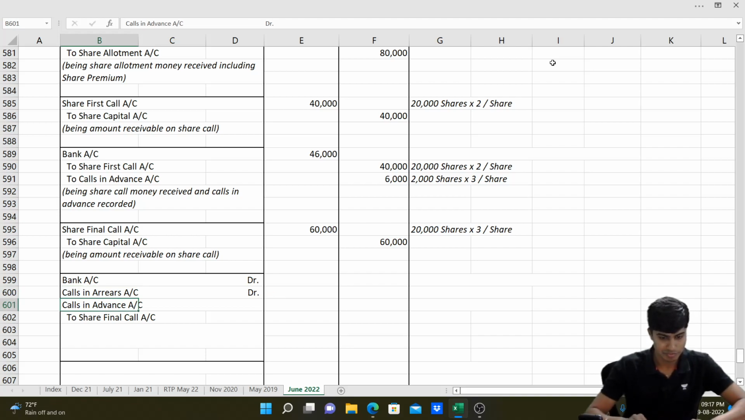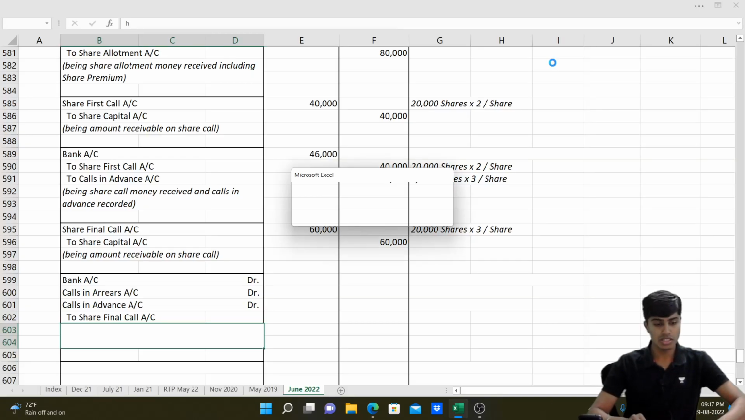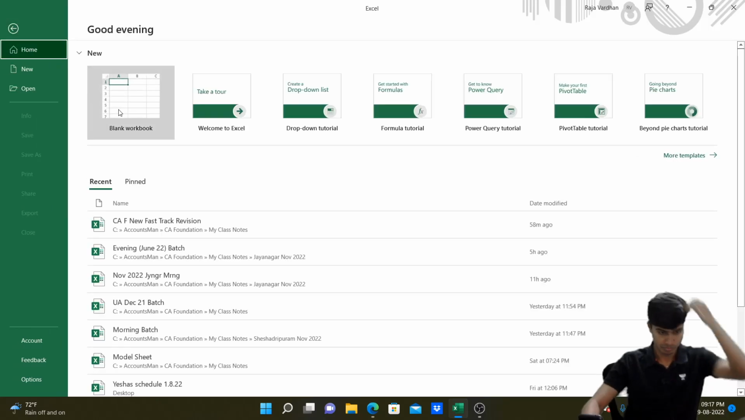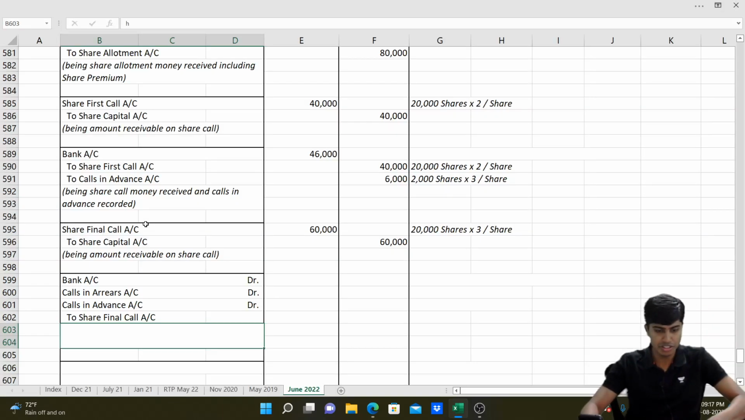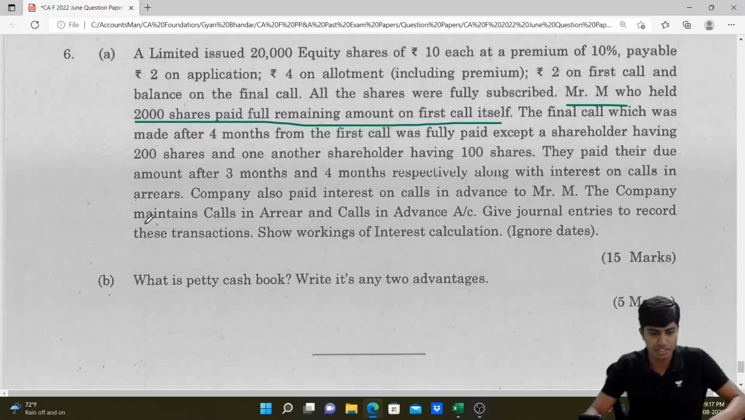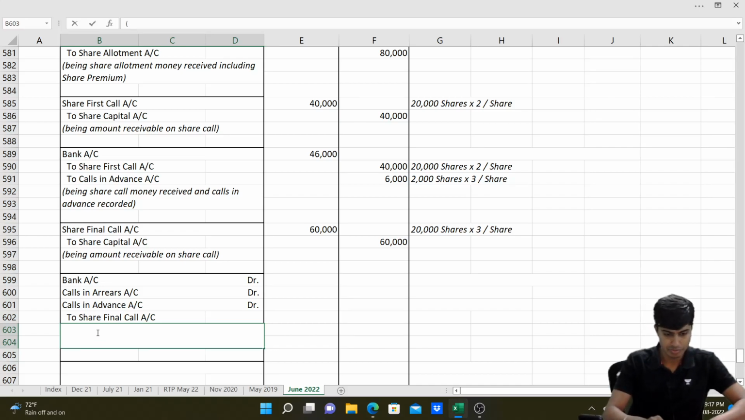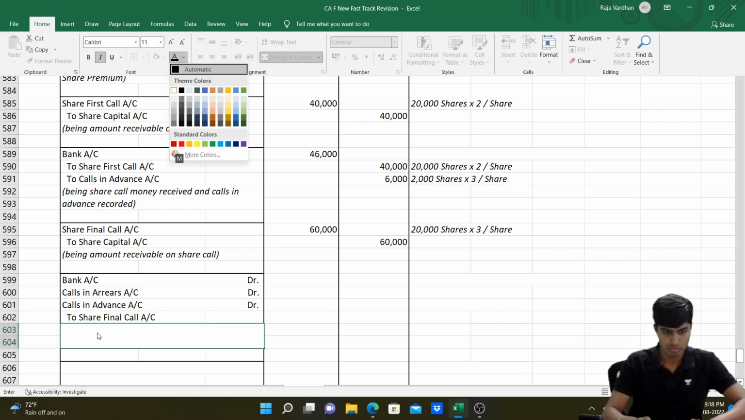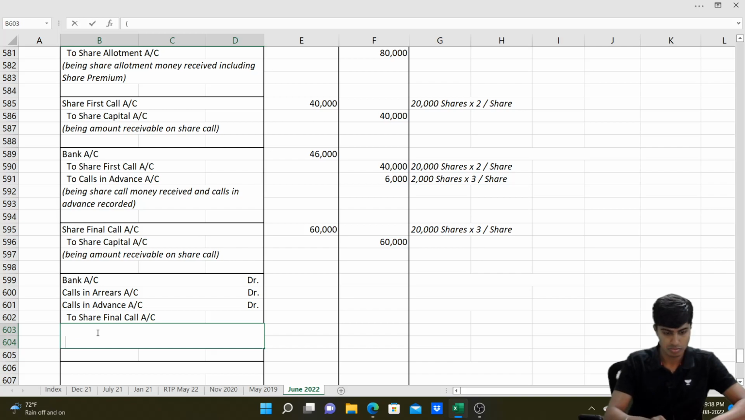Bank account debit, calls in advance account debit, calls in arrears account debit, to share final call account. Sorry, oopsie. Being share final call money received, due and advance adjusted or accounted. I'll write the entry here.